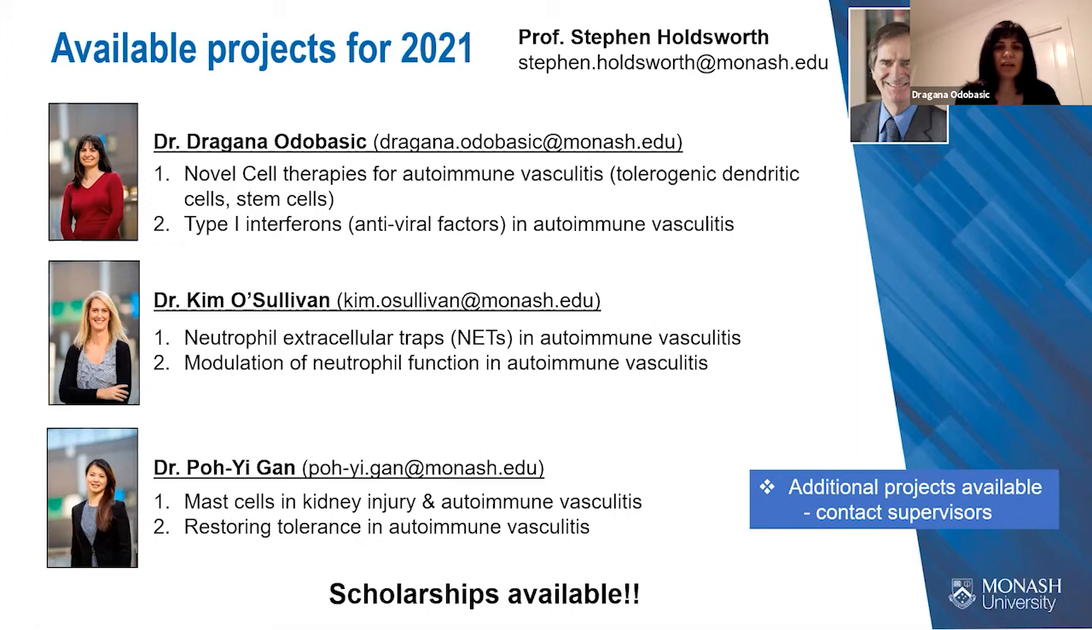Kim is studying neutrophil extracellular traps or NETs in autoimmune vasculitis. So she's got projects available there. Also, she's got projects looking at modulating the function of neutrophils in autoimmune vasculitis. Dr. Poyigan has projects available looking at the role of another type of immune cell in autoimmune vasculitis called mast cells. And she's also got other projects looking to restore tolerance in autoimmune vasculitis.